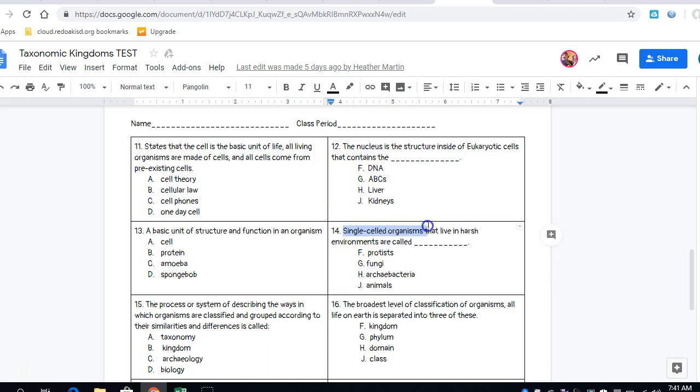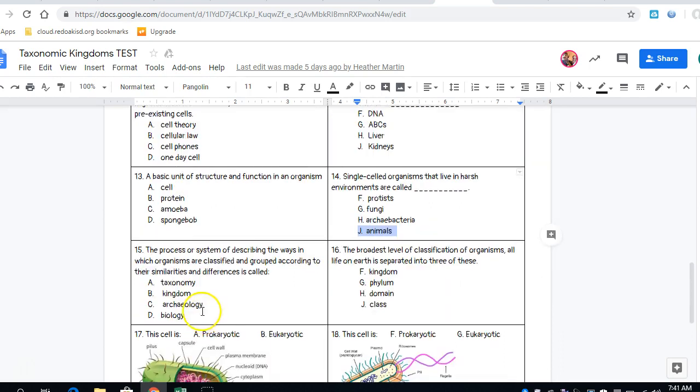14. Single-celled organisms that live in harsh environments are called blank. Is it F, protists, G, fungi, H, archaebacteria, J, animals?